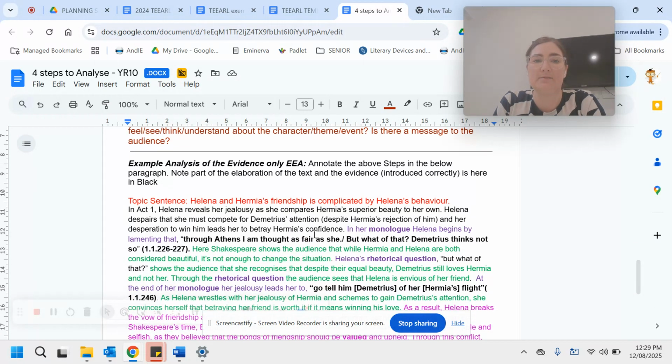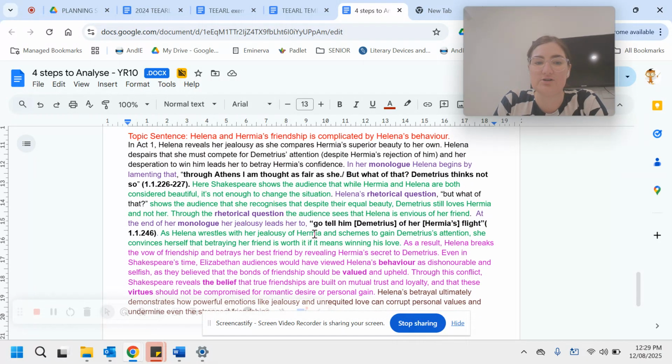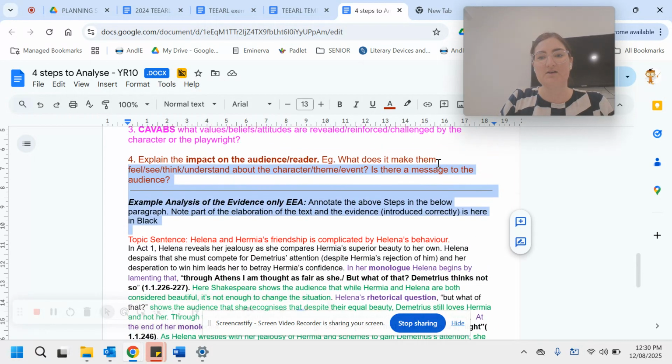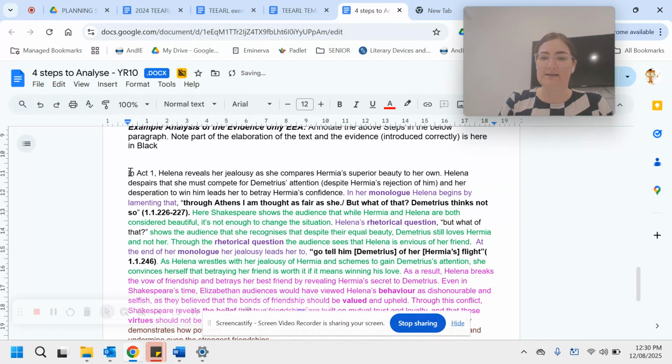So I want to go through an example analysis of the EEA. Now, I've put in a topic sentence here just to show you what it could be, but I'm going to delete it because we don't actually need it there, because we're talking about the EEA for the moment. So the topic sentence, just to give you an understanding of what the paragraph's about, is: Helena and Hermia's friendship is complicated by Helena's behavior. Okay, so if this was for my assignment, I would be talking about how friendships or relationships are represented as being difficult. Okay, I'm just going to delete it so we can focus on the EEA.